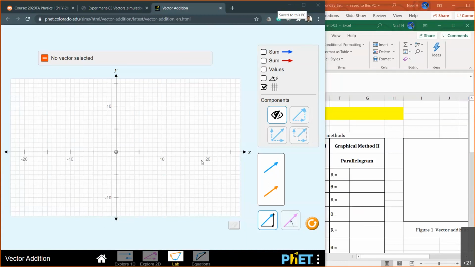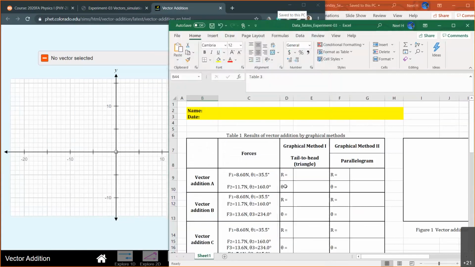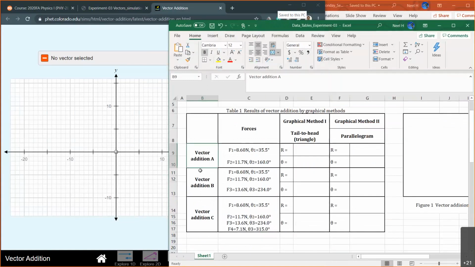All right, then let's continue. Now the idea is adding two vectors. We're going to try three different vector additions. Case one, we're going to add two vectors. Case two, we're going to add three vectors. Case three, we're going to add four vectors together. Okay, that's the plan. Case one.